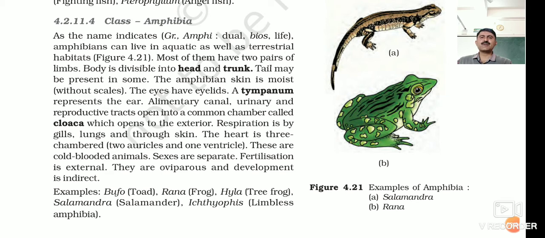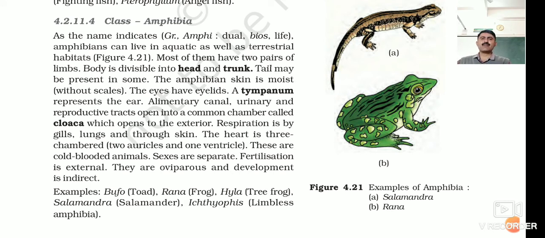In the salamander given here, both pairs of limbs, forelimbs and hind limbs, are equal in size, but in the frog we can see the hind limbs are stronger and larger, and they have webbed, digitate feet, meaning a membrane-like skin between the digits.